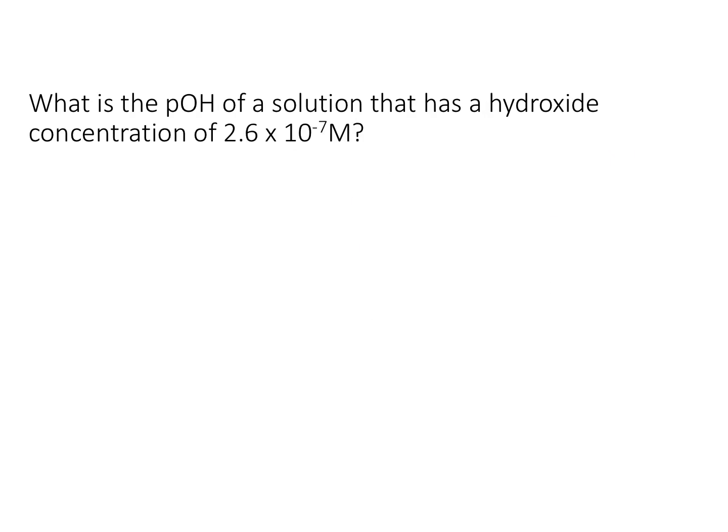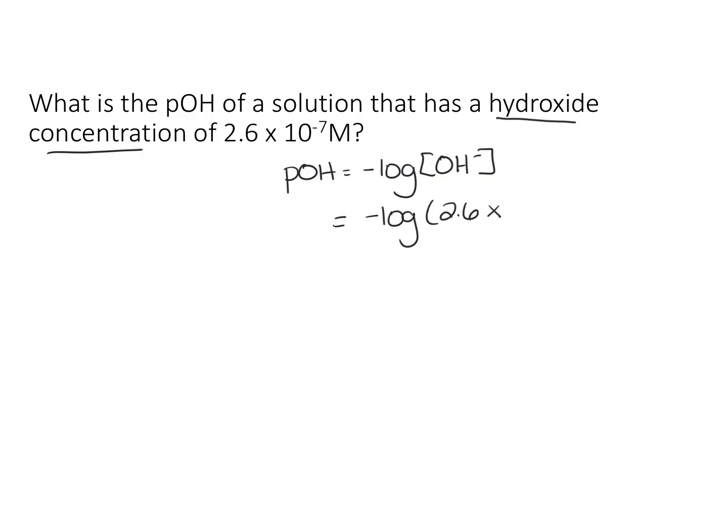Let's do another example. What's the pOH of a solution that has a hydroxide concentration of 2.6 times 10 to the negative 7th? Well, this is asking me for the pOH, right? And I've got the hydroxide concentration. I know pOH equals negative log of the concentration of the hydroxide ion. So I'll do negative log of 2.6 times 10 to the negative 7th molar. I will put that into my calculator and get 6.58.